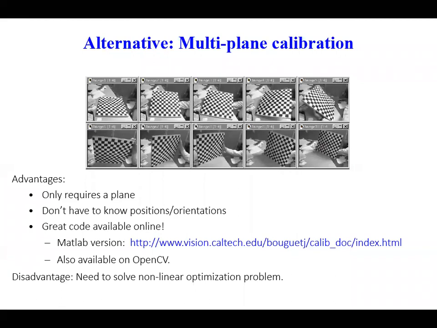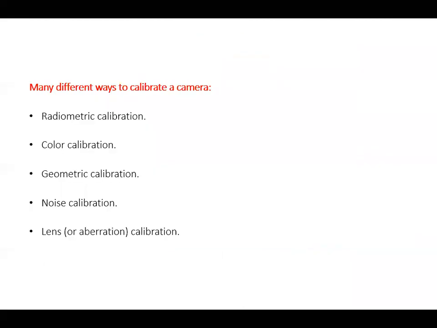Another alternative is multi-plane calibration, which is usually used now with a checkerboard. They will have the checkerboard in many different positions, take images, and then map each of these images to the location in the image, and then you can easily calibrate your camera. There is a MATLAB version with open source code that you can play with, and also in OpenCV as well. But again, the disadvantage is that you need to solve a nonlinear optimization problem with that particular method.